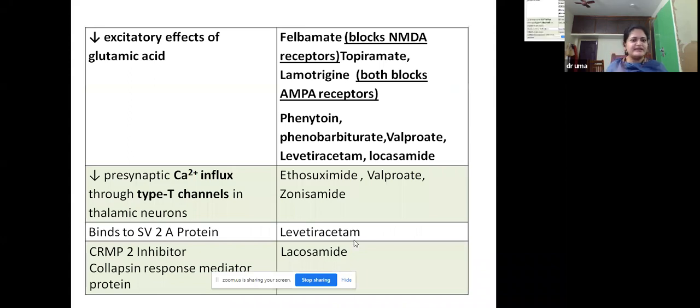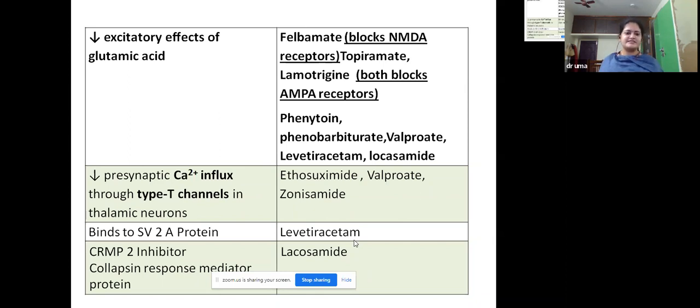And by inhibiting the glutamic acid, it is felbamate. They act by inhibiting the NMDA receptors. I already said valproate is a broad spectrum anti-epileptic, and there's LLT, lamotrigine, lacosamide, topiramate. It also comes. And phenytoin, phenobarbital, and levetiracetam are other drugs which act by inhibiting glutamic acid.